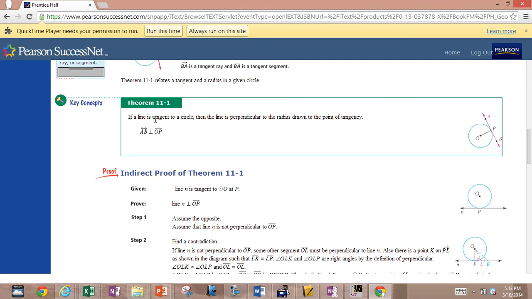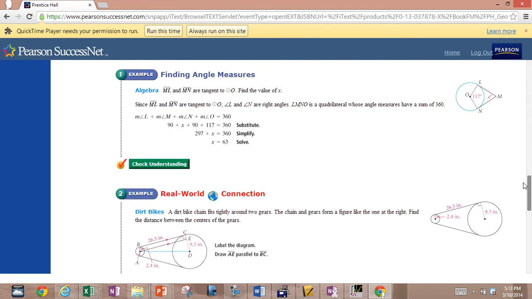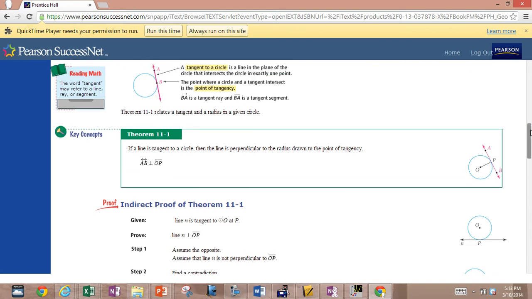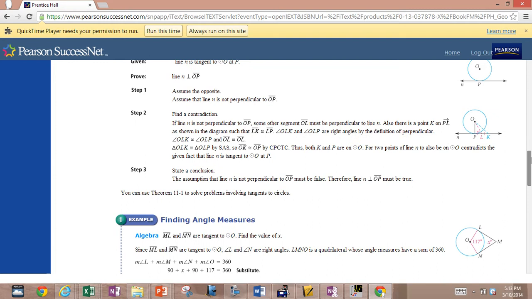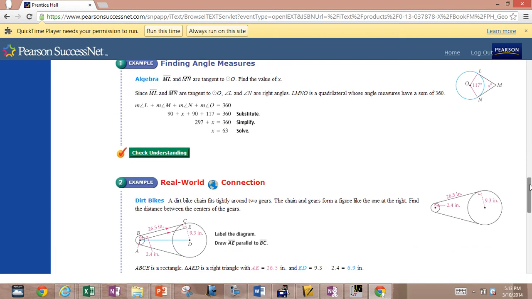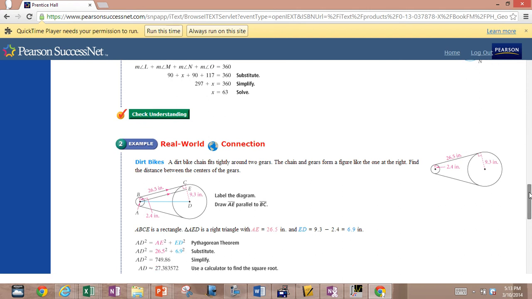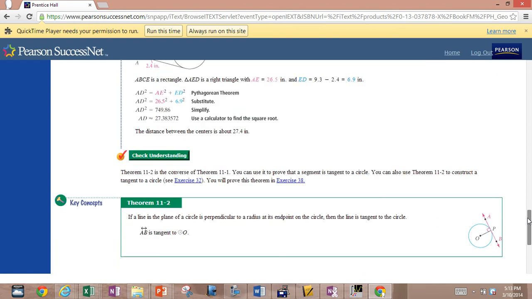Theorem 11.1: if a line is tangent to a circle, then it is perpendicular to the radius drawn to the point of tangency. There's going to be another theorem which will say the converse of that. We'll come to that in a moment, okay? We're going to look and see how we can solve these problems. They're going to be solved by Pythagoras, and we're going to look at that with the Sketchpad as an example tomorrow, to illustrate how that's done.